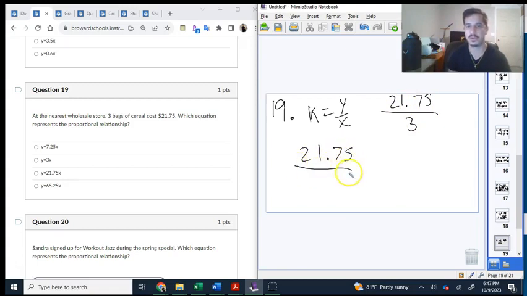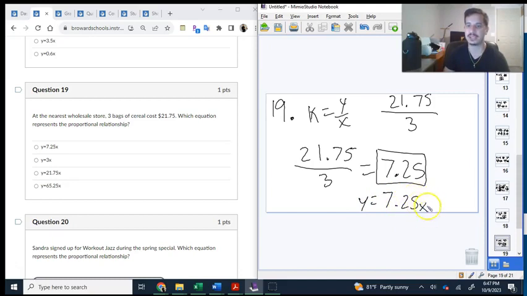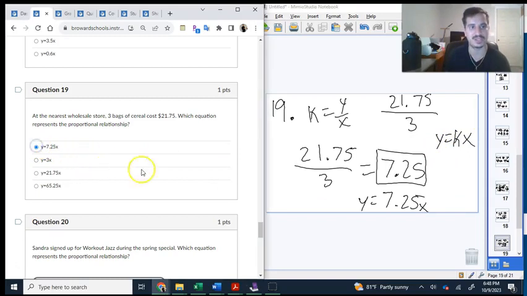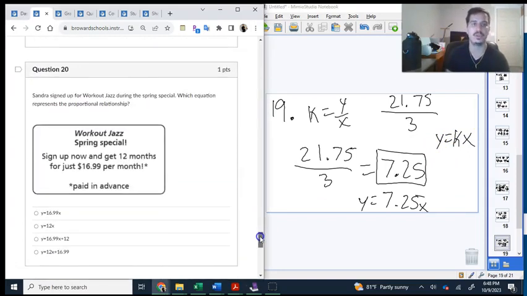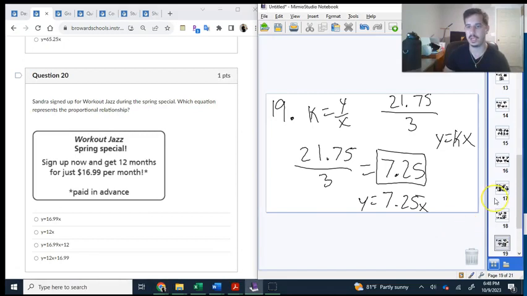So 21.75 divided by 3. Well, 75 divided by 3 is 25, and then 21 divided by 3 is 7. So my answer for K will be 7.25. So the equation would be Y equals 7.25X. Because the equation that we care about is Y equals KX. So Y equals 7.25X. Bada bing, bada boom. There it is.